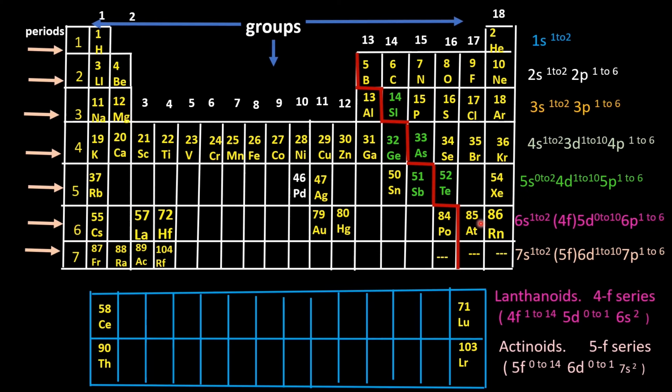4f and 5d orbitals get filled up in the sixth period. Sixth period elements have 6 shells in all. The outermost shell is the sixth shell and the electron configuration is shown there. The 4f series elements are shown separately at the bottom. Elements from atomic number 58 to 71 are the lanthanoids or 4f series. There are 14 elements in the 4f series.